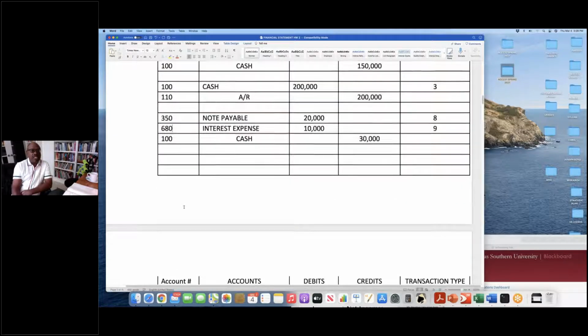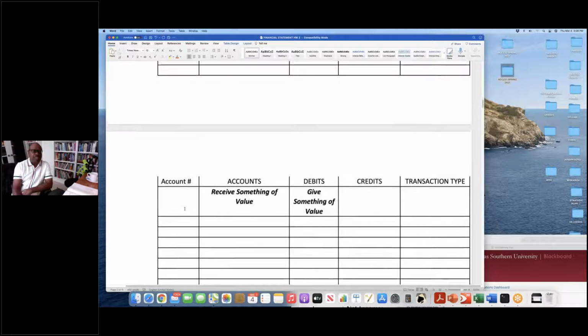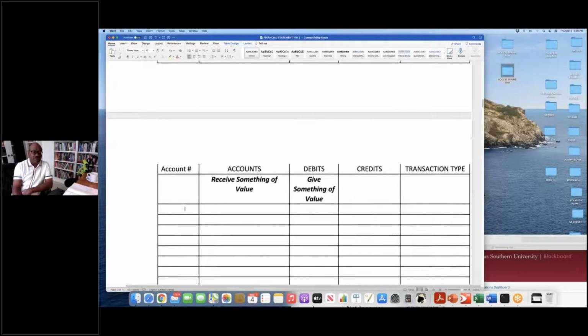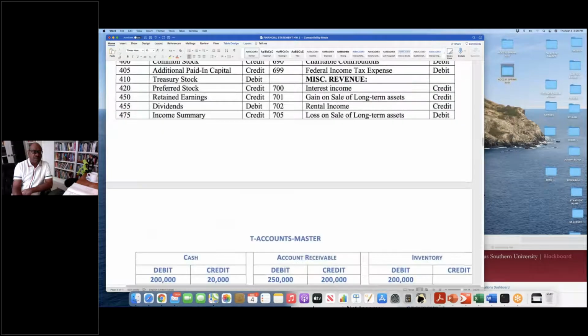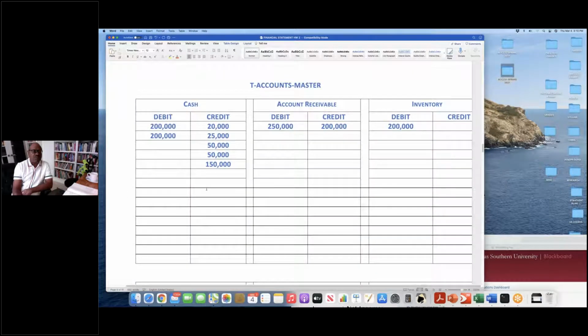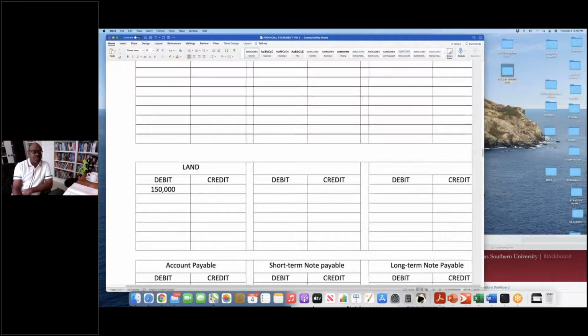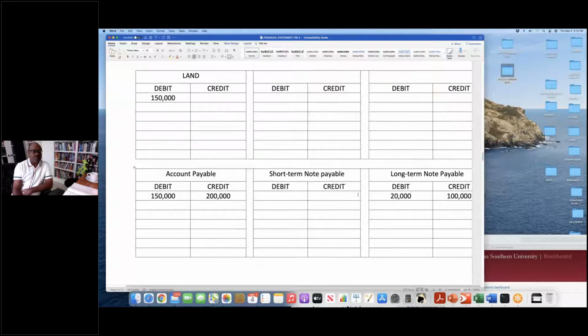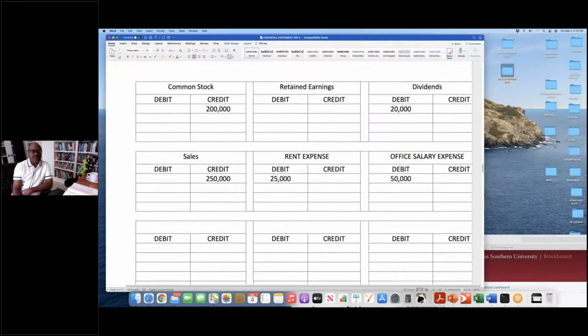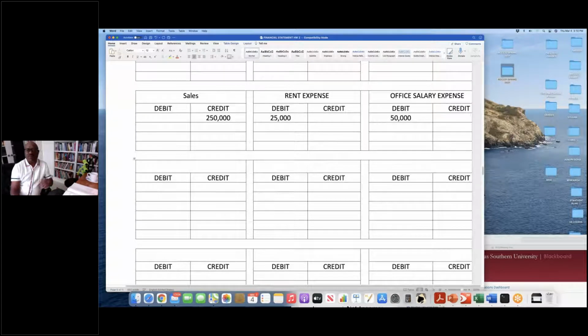Okay, so let's get this one posted. So how are we gonna post it? You're gonna debit 20,000 for note payable, and debit 10,000 for interest expense, and put credit on cash for 30,000. Okay.